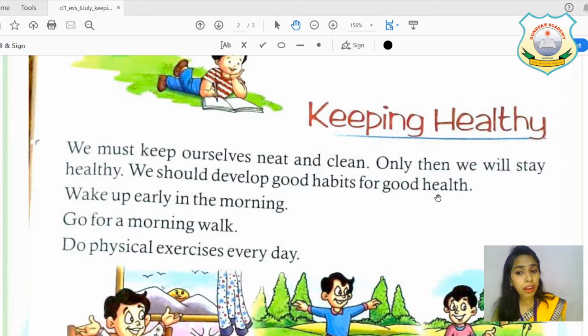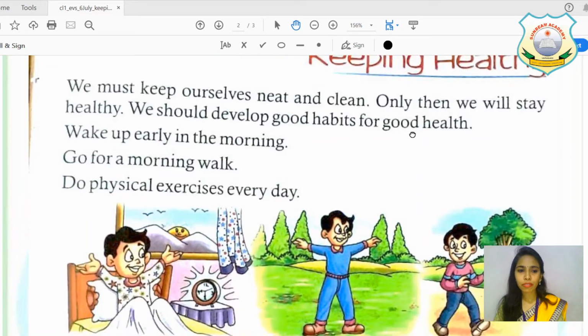If we don't keep ourselves neat and clean, definitely we will fall sick. And then definitely we will catch a lot of problems like cough, cold, fever, and so on. So we need to inculcate good habits, healthy habits which help us to remain healthy throughout our life. So what are the healthy habits? Let's just discuss about it.